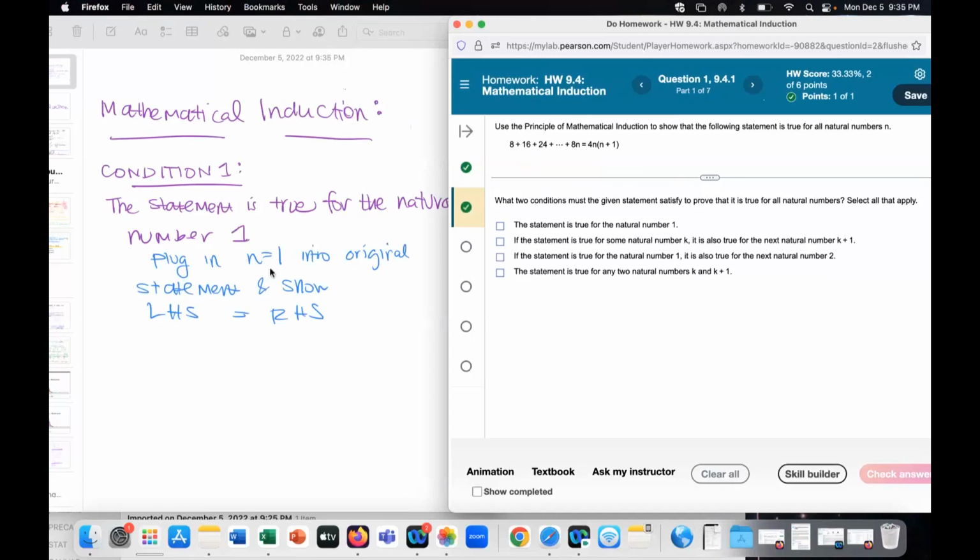So we're going to plug in n equals 1 into the original, so for us, the 8 plus 16 plus 24. And we're going to do all this together in a second. I'm just going to talk you through it a little bit first so we have an idea. And we want to show both sides are equal. And then if that's done, we can say condition 1 holds, or condition 1 has been shown to be true. Condition 1 is satisfied is the words that we'll use.